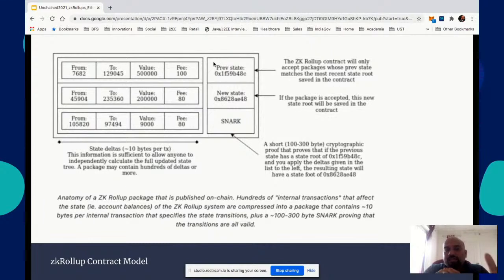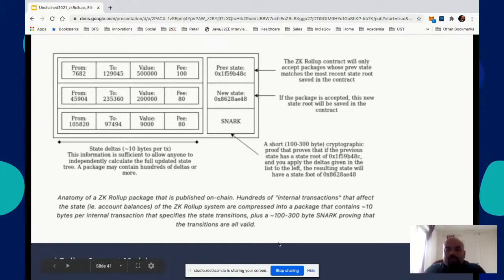So the state delta is what you see from left to right. State delta by itself is insufficient. That's why we have the detail about previous state and new state. So what you see here is hundreds of internal transactions that affect the state compressed into a package. So there could be 10 bytes per internal transaction that specify the state transition plus a SNARK proof. So this is the information in a ZK rollup.